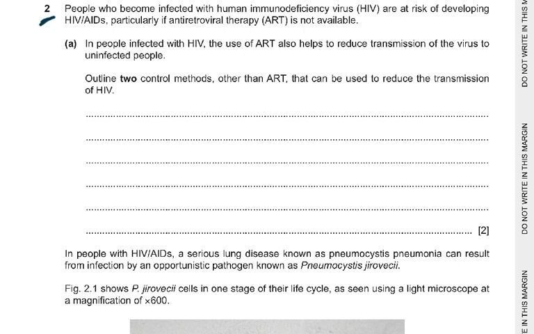Now coming to question number 2. People who become infected with HIV are at a risk of developing HIV/AIDS, particularly if antiretroviral therapy is not available. And now antiretroviral therapy is ART. In people infected with HIV, the use of ART also helps to reduce transmission of the virus to uninfected people. Outline 2 control methods other than ART that can be used to reduce the transmission of HIV.